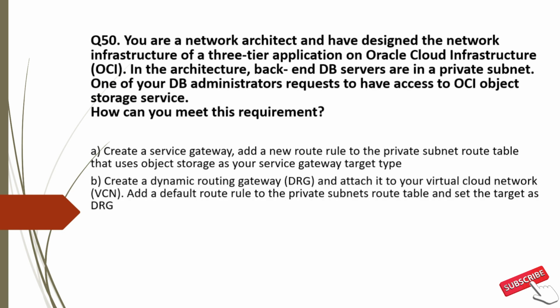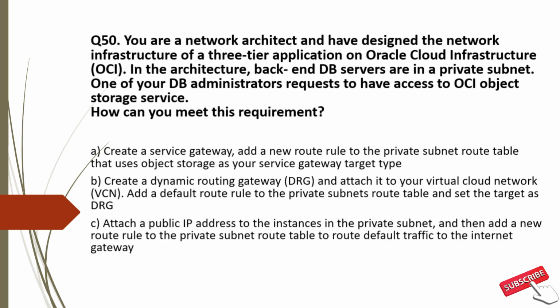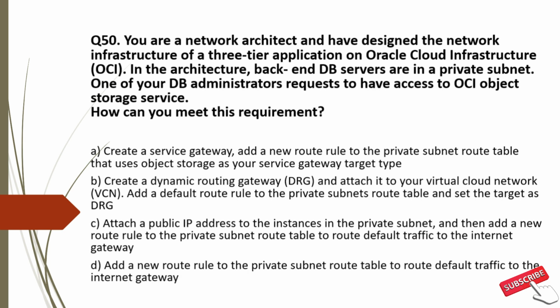B, create a dynamic routing gateway and attach it to your virtual cloud network. Add a default route rule to the private subnet route table and set the target as dynamic routing gateway. C, attach a public IP address to the instances in the private subnet and then add a new route rule to the private subnet route table to route default traffic to the internet gateway. And D, add a new route rule to the private subnet route table to route default traffic to the internet gateway. So the requirement is to access public services from a private subnet.